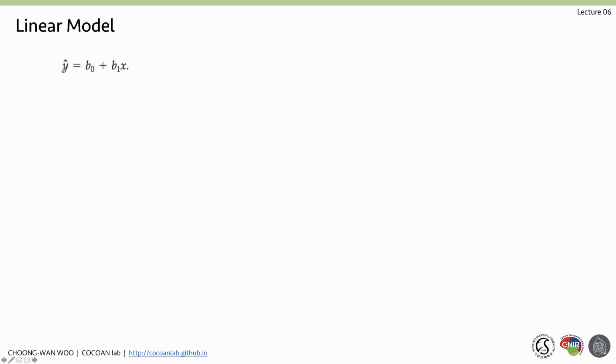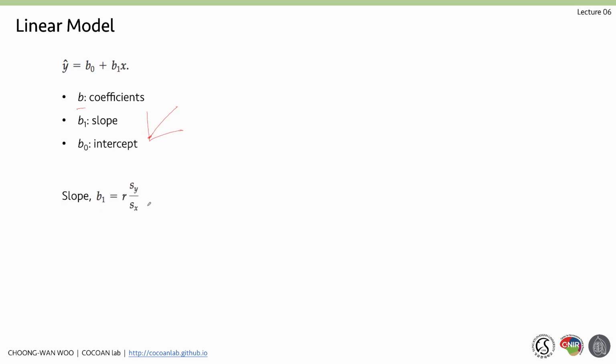We can write the linear model in this way: y hat equals b0 plus b1 times x. Here the b's are coefficients, and we usually read this as beta, and beta 1 is the slope of the line, and the intercept is where the line meets the y-axis.